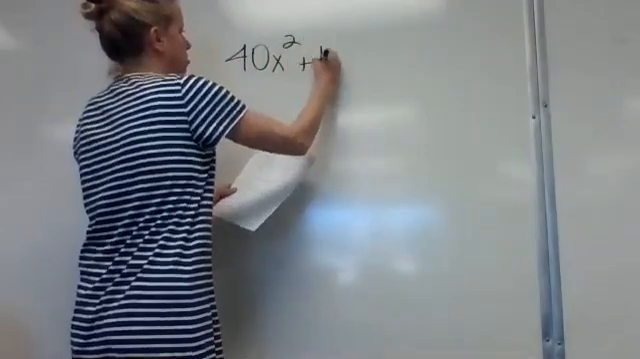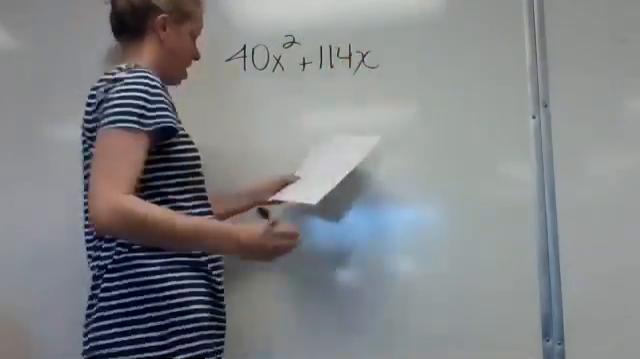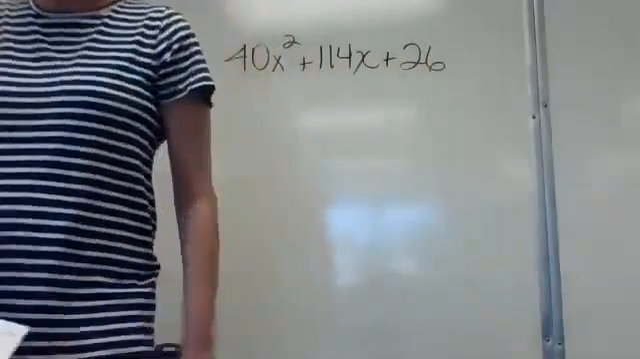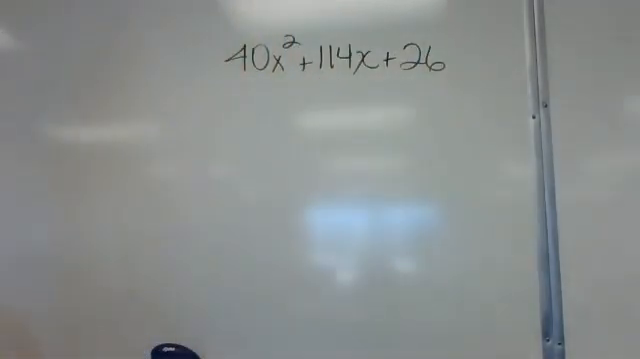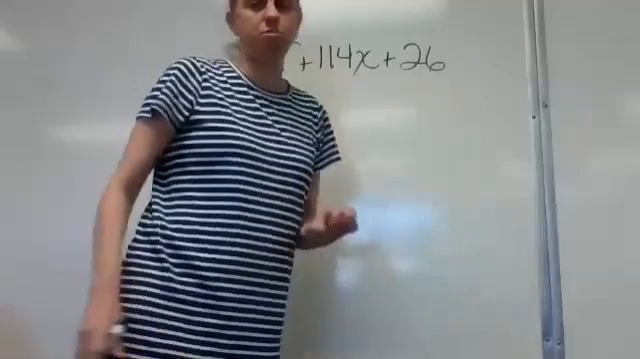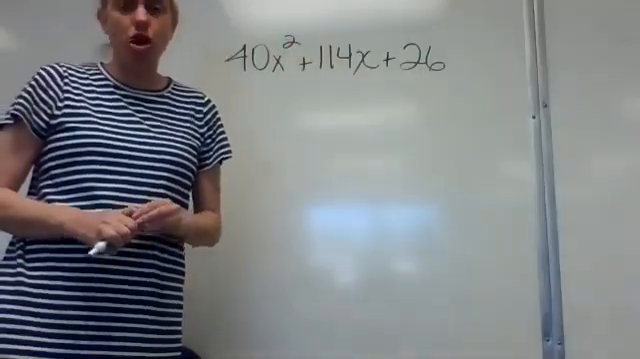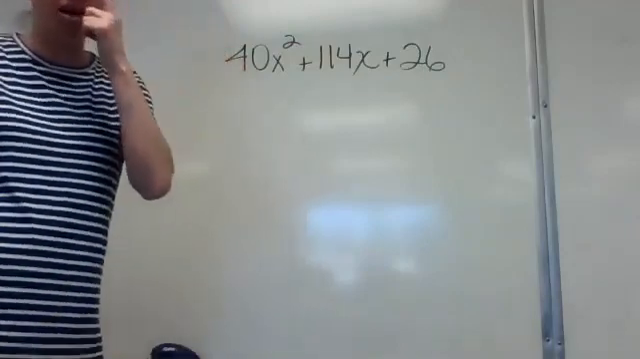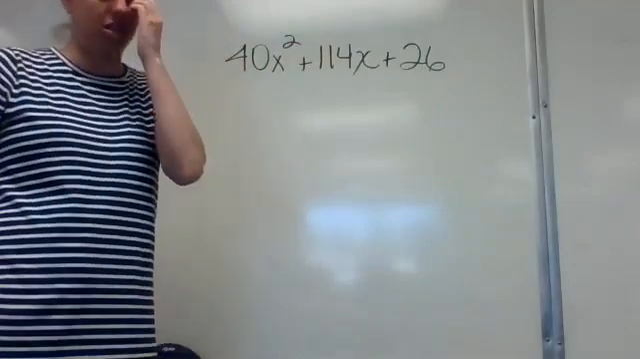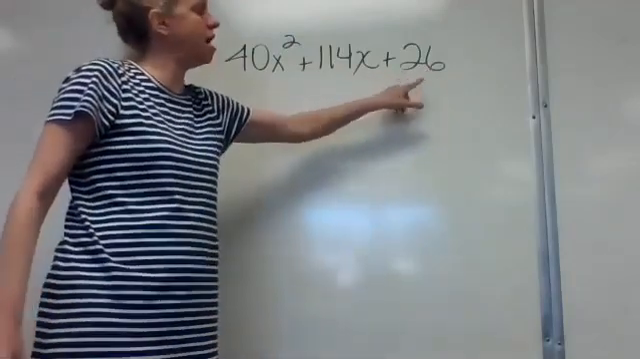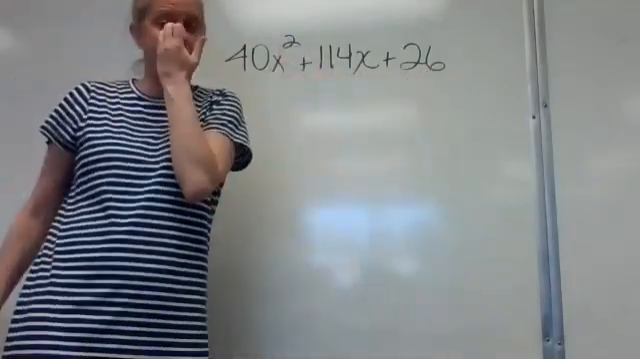X squared plus 114x plus 26. The first thing I'm noticing is that all 3 of these terms are even, which means 2 goes into all of them. Then I'm curious if something higher than 2 goes into all of them. So let's check this. Use your smallest number. So I am going to be able to pull something out of this one.